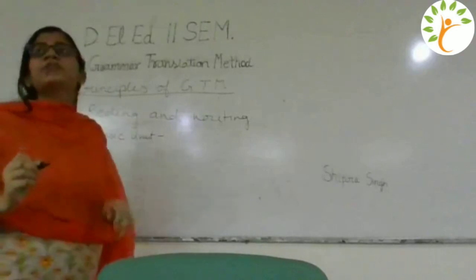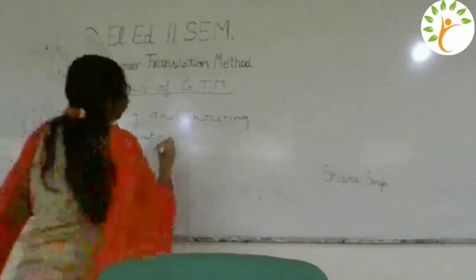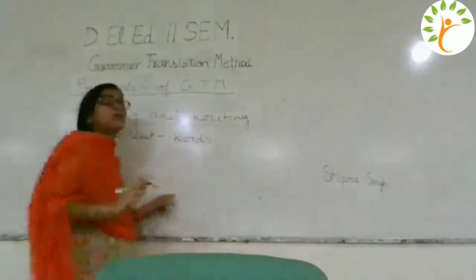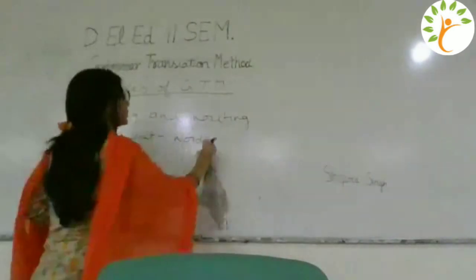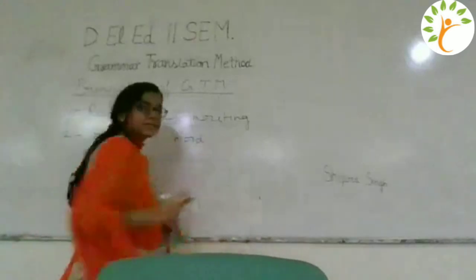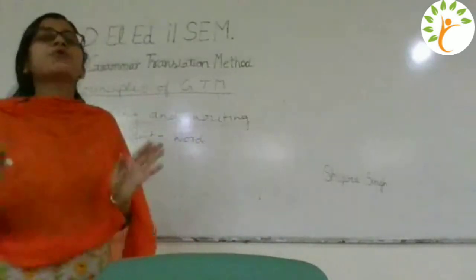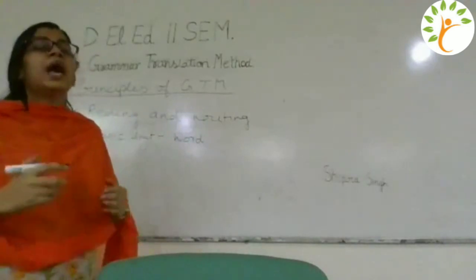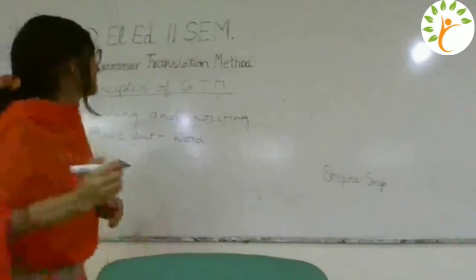The basic unit in grammar translation method is always the word. The word is the basic unit of language that leads to sentences. So the student must know the vocabulary. Vocabulary is very important, words are very important, and words lead to sentences.